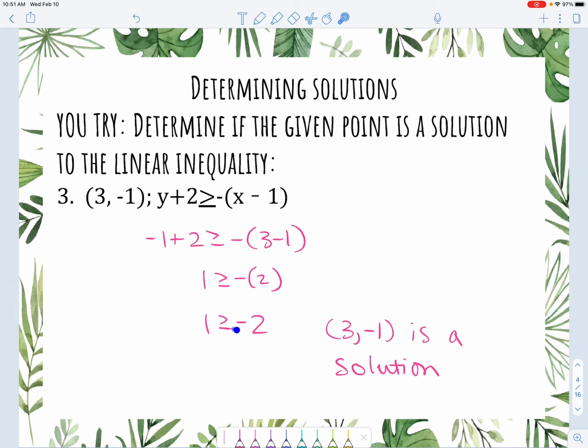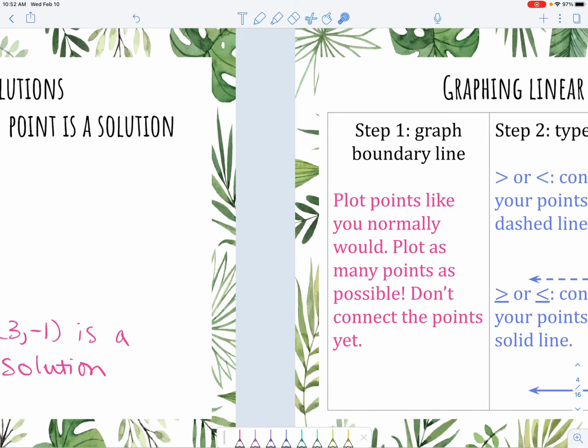Even though they're not equal, 1 is greater than -2. Remember, only one of those statements has to be true in order for this inequality to be true. So since that is true, this ordered pair is a solution, and hopefully we matched.